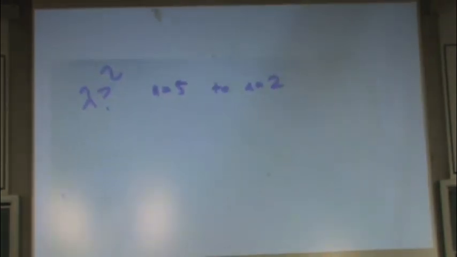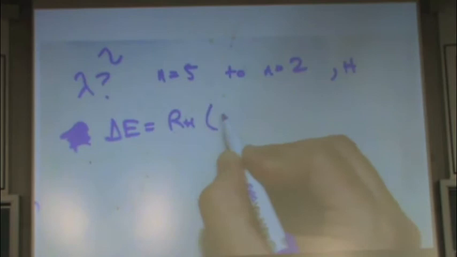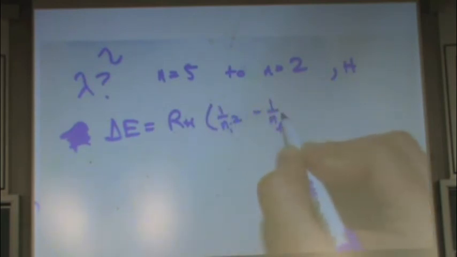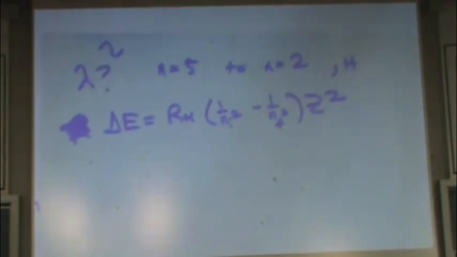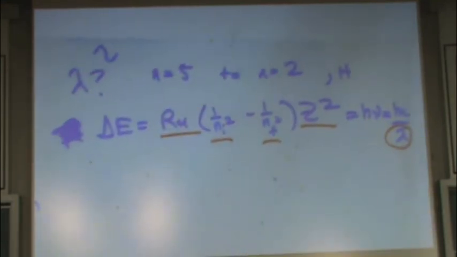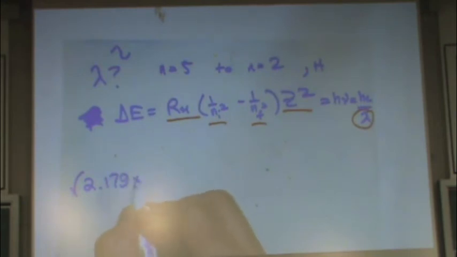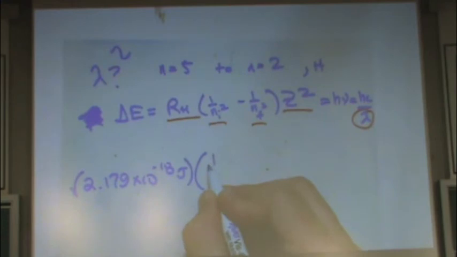What's the wavelength of a photon released from a hydrogen atom when dropping from the n equals 5 to the n equals 2 energy level? Okay, and this is for hydrogen. So the Rydberg equation has energy equals the Rydberg constant times 1 over n initial squared minus 1 over n final squared times Z squared. Okay, and then energy is h nu or hc over lambda. This is going to be helpful because lambda is what we want, and we have everything else. We have Z, Rydberg constant, and we have the two n values. So we're going to use this equation. Let me rewrite it now. The Rydberg constant from the back of the test would be 2.179 times 10 to the minus 18 joules. 1 over n initial squared, what's that number?